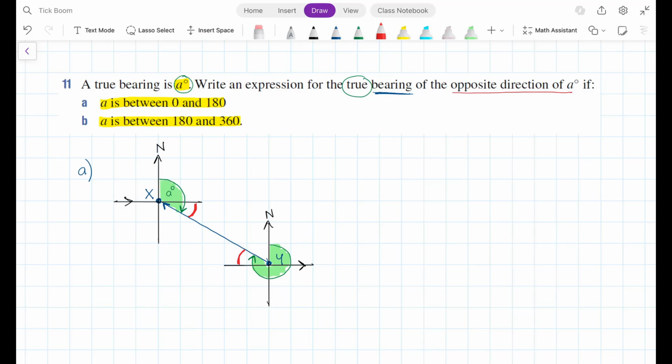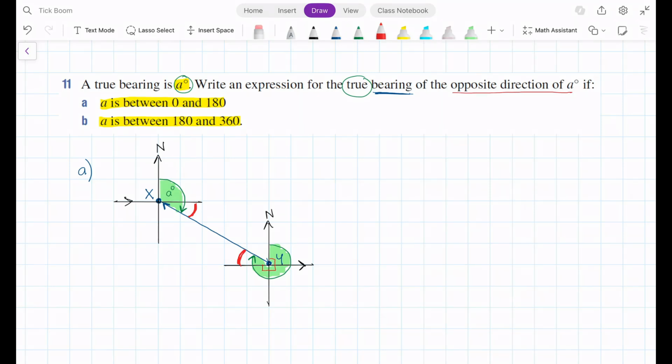if I can know that in terms of A degrees, that can help me work out this new true bearing. And in particular, it helps because I know this part is 90, and I know this part is 90, and I know this part is 90. So all I need is this final part, and I've got everything I need to put the true bearing together.